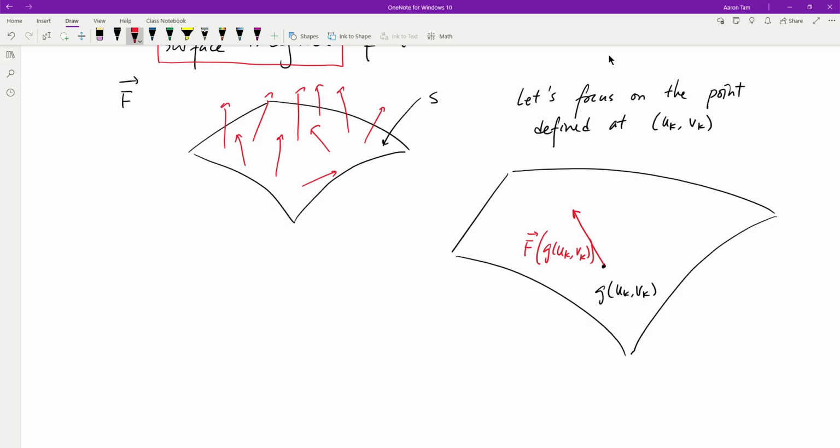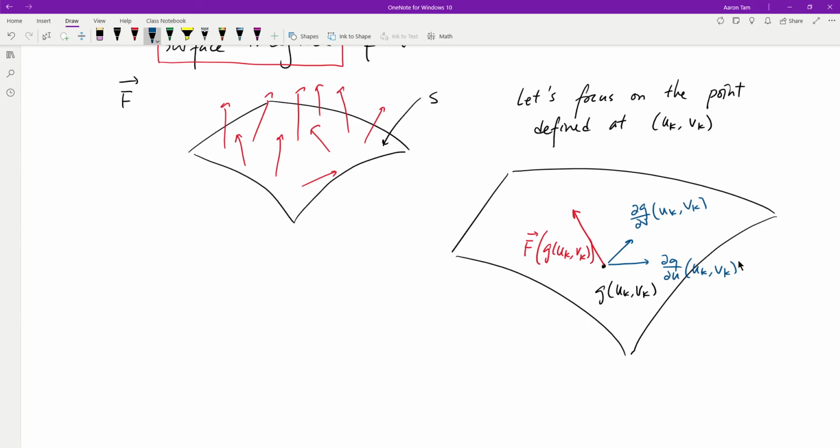Okay, so what we're going to try to do is make an assumption. We're going to form a piece of a tangent plane along this point g of u sub k, v sub k. So how do I form a tangent plane? Well, simple. I need two derivatives. What are these two derivatives? dg over dv at u sub k, v sub k. And dg over du at u sub k, v sub k. So that gives me two tangent vectors, therefore allowing me to actually form the tangent plane.